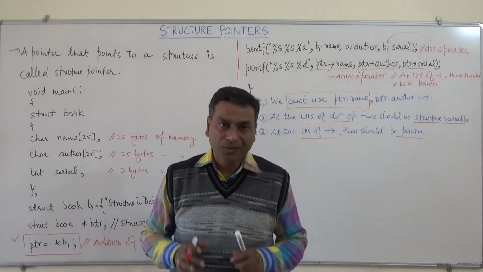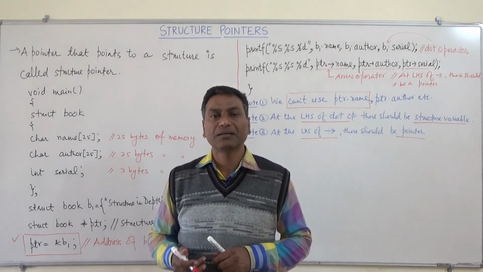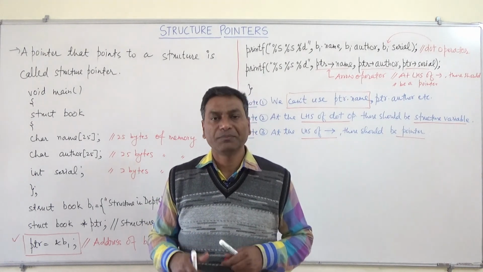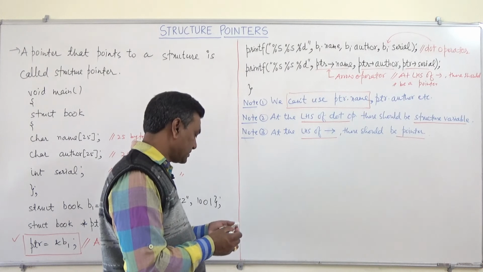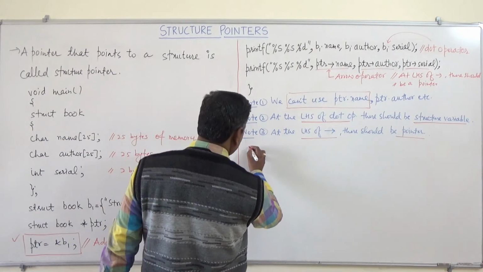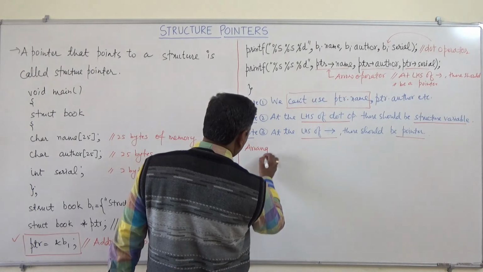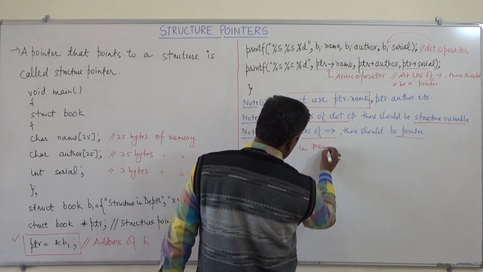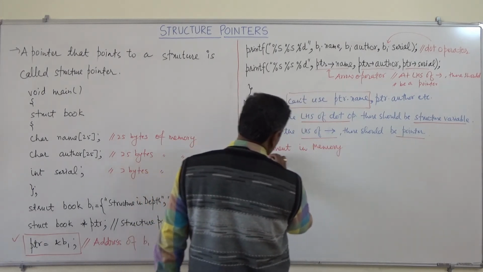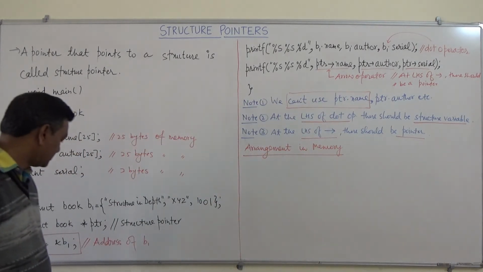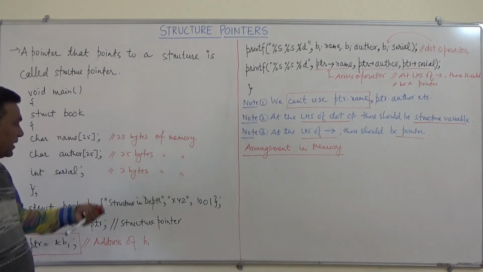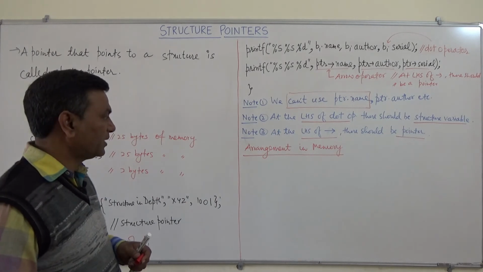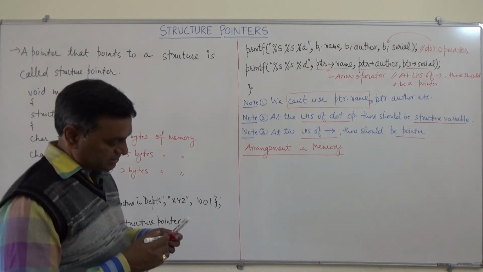Now we will see its arrangement in memory, meaning how this structure variable and pointer are being stored in memory. The structure will occupy nearly 52 bytes of memory. So let us take a look at how we will use these addresses.